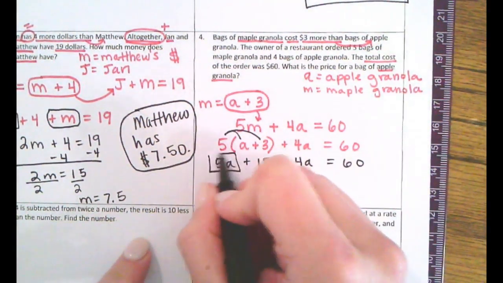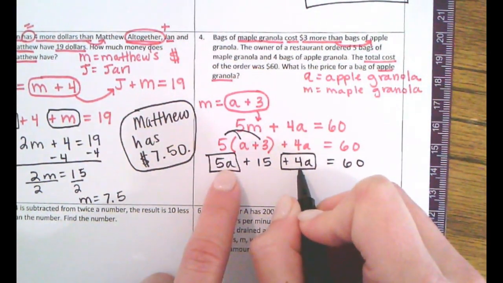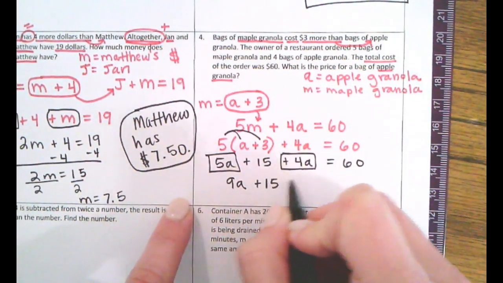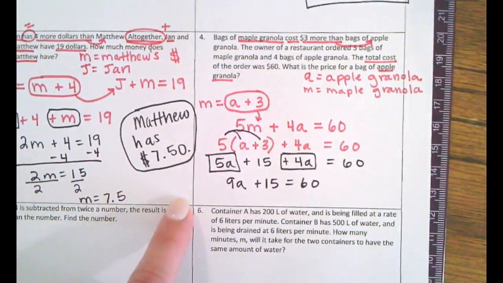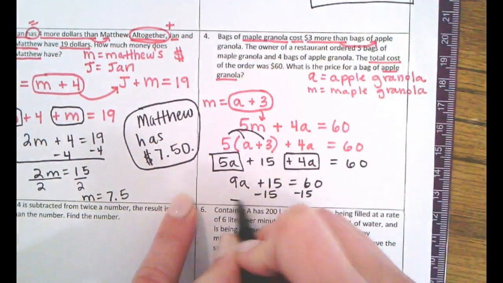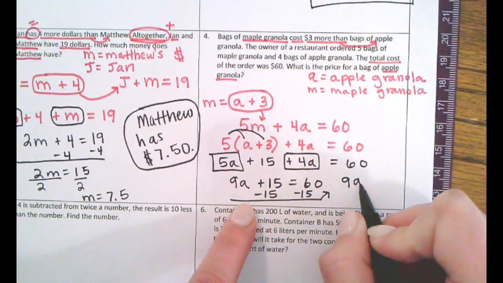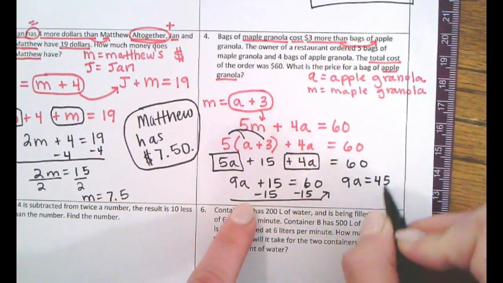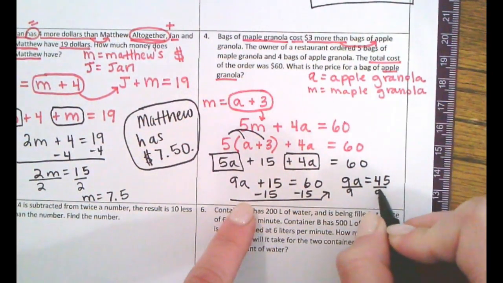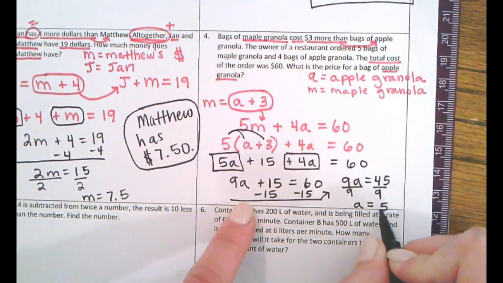I've got variables on the same side of the equation, so all I have to do is combine them. 5A and 4A is 9A. Solving for A, I'm going to subtract 15 on both sides. I'm running out of room, so I'm going to pull it up here. 9A equals 45. And divide both sides by 9. And I get that A equals 5.